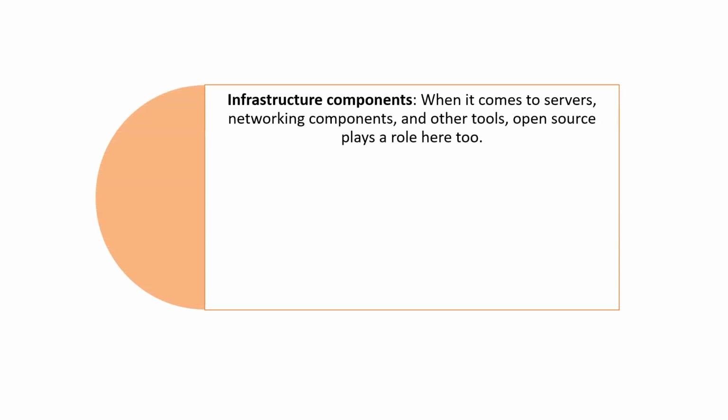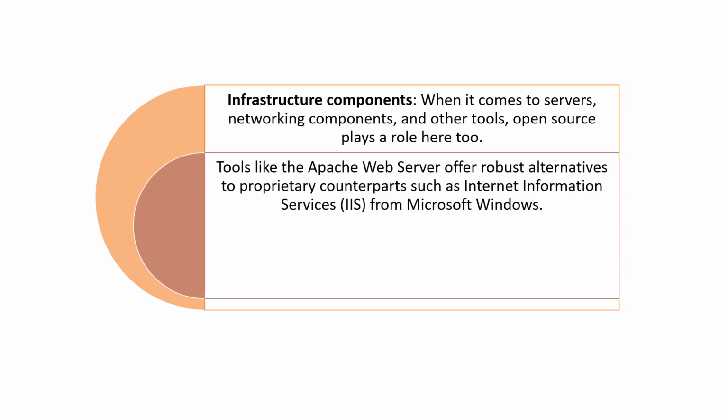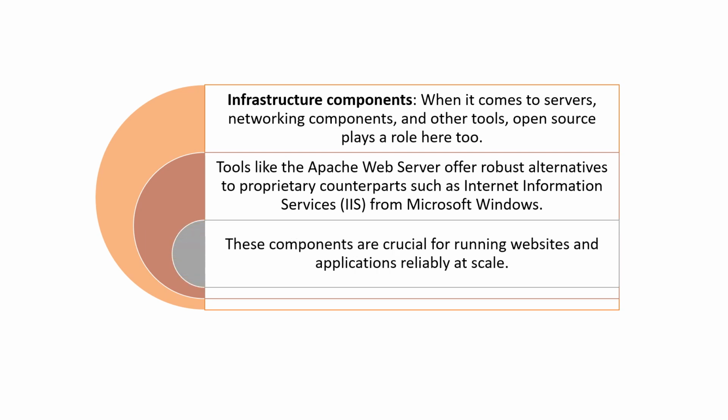And the last type is infrastructure components. When it comes to servers, network components and other tools, open source plays a role here too. Tools like Apache web server offer robust alternatives to proprietary counterparts such as Internet Information Services from Microsoft Windows, and these components are crucial for running websites and applications reliably at scale. So these are the four types of open source software.